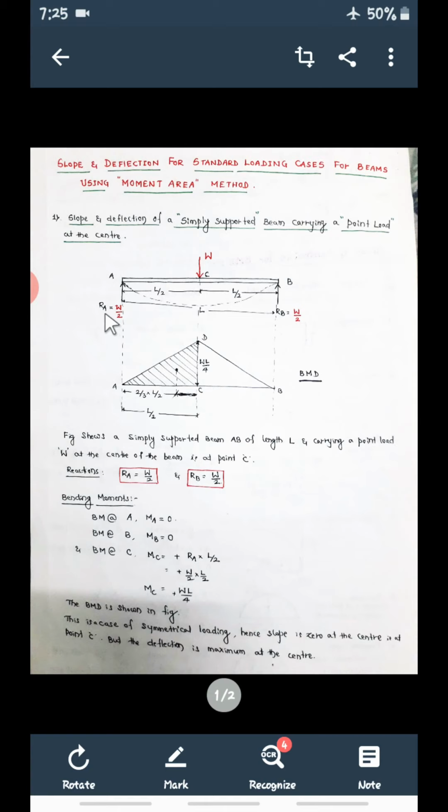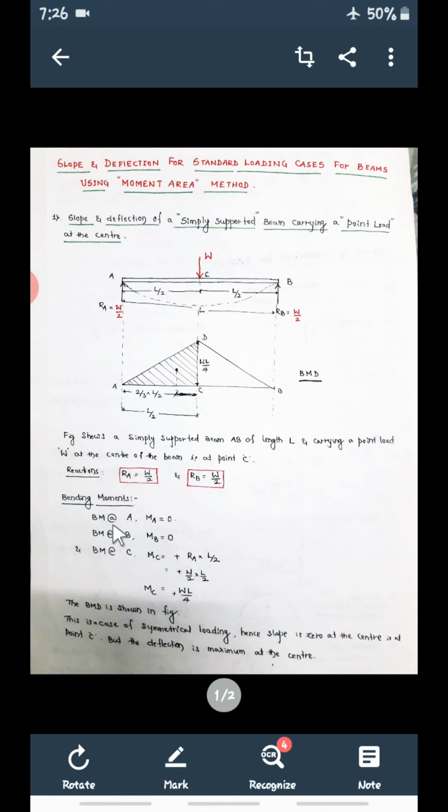Therefore reaction RA is equal to W by 2, and reaction RB is equal to W by 2. Since the load is symmetrical, at the center, reactions RA and RB will be the total load divided by 2. So both are the same. As I have told, RA is equal to W by 2 and RB is equal to W by 2. Now calculate the bending moment.